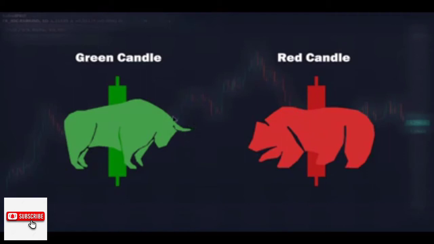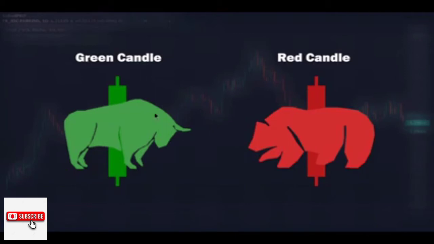When more and more people are interested to buy, this causes the demand to exceed the supply and the price goes up, and the bulls become the winner of the fight. And when more and more people are interested to sell, this causes the supply to exceed the demand and the price goes down, and bears take the control of the market. Always remember that the price at any given time is the result of the battle between buyers and sellers.